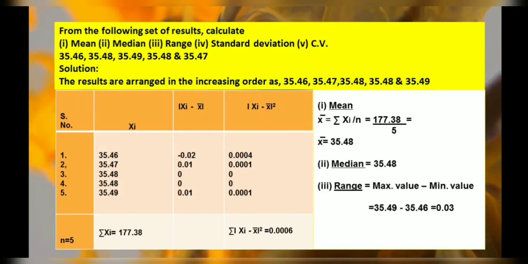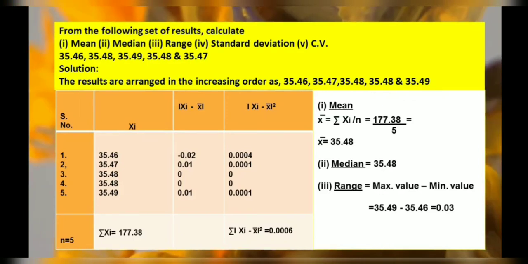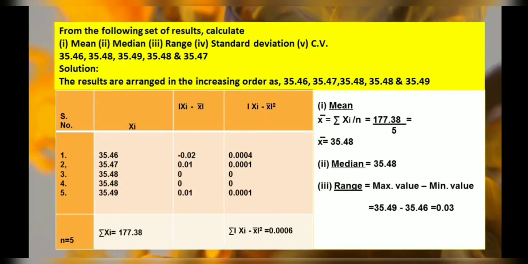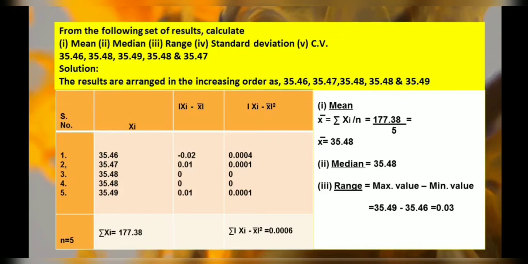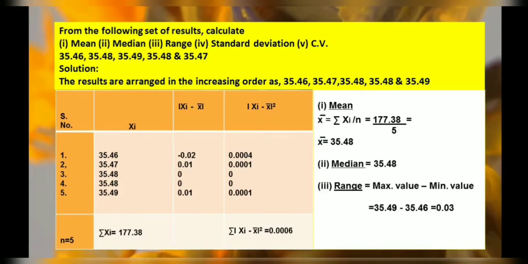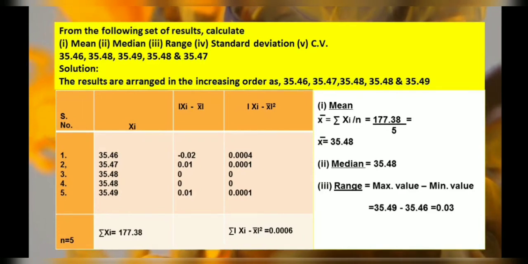And the second one is median. Median is the central value of the data arranged in increasing order. We already arranged the data. The central value of the data is 35.48, so the median is 35.48. Then the range calculation. The formula for range is maximum value minus minimum value. The maximum value of this data is 35.49 and the minimum value is 35.46. Just subtract them. The value of range is equal to 0.03.